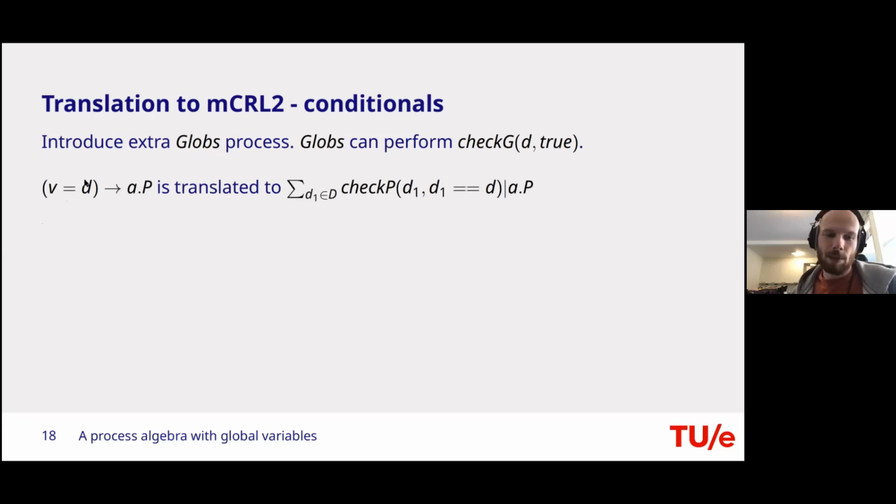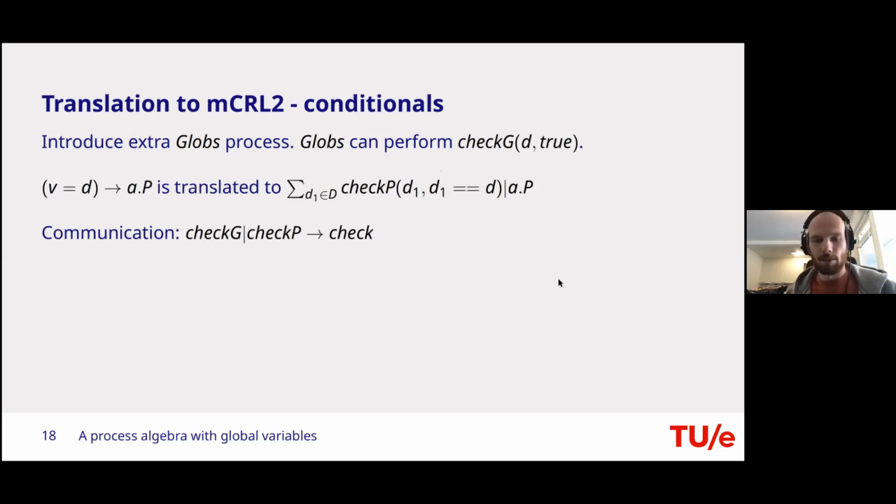And anywhere where we have a conditional, we translate it to this cryptic statement. So we have a sum here that sums over all the values in the data domain, which is put in the first parameter. And we have here the condition that is reflected from the left. So if V is D, then we check that this D1 is actually equal to the D. Oh, and of course we have the A action that we want.